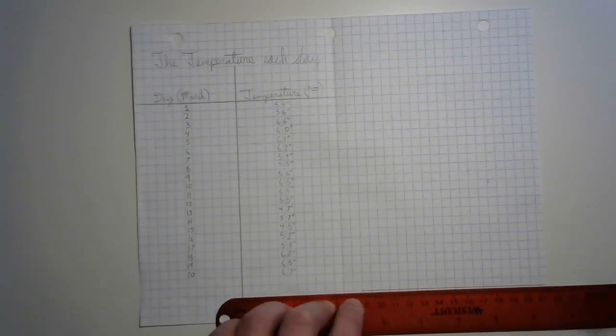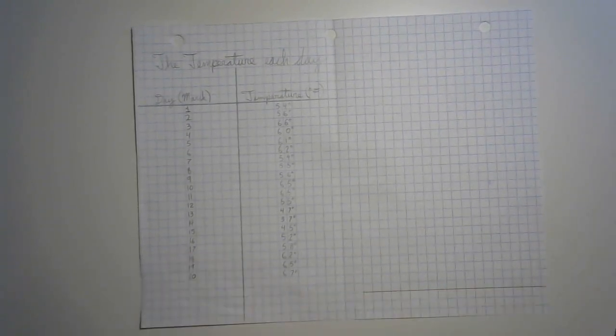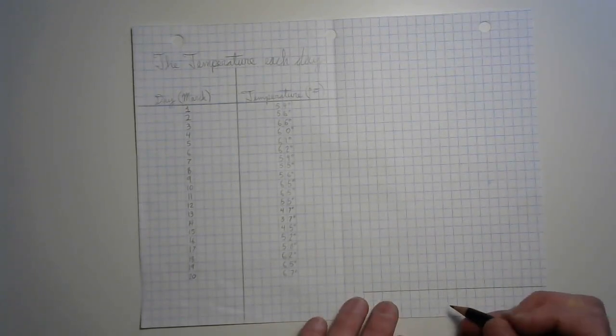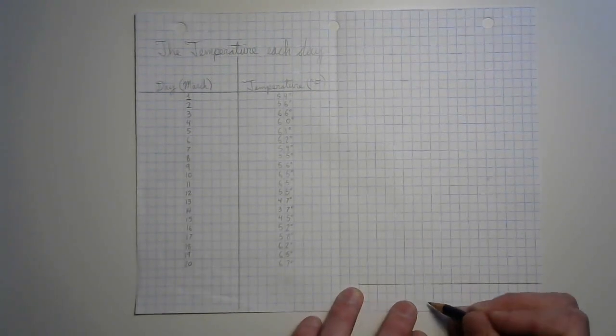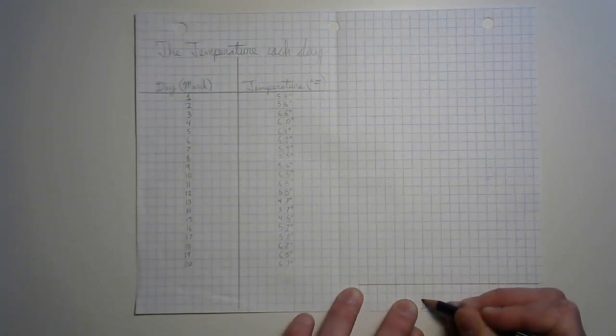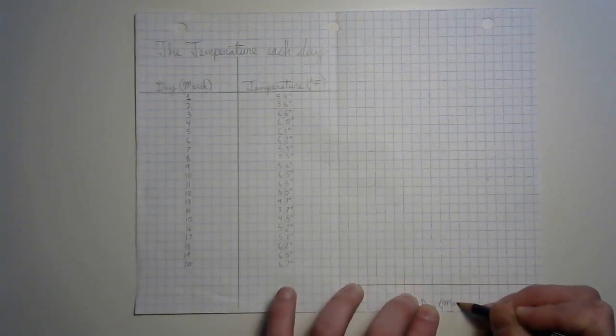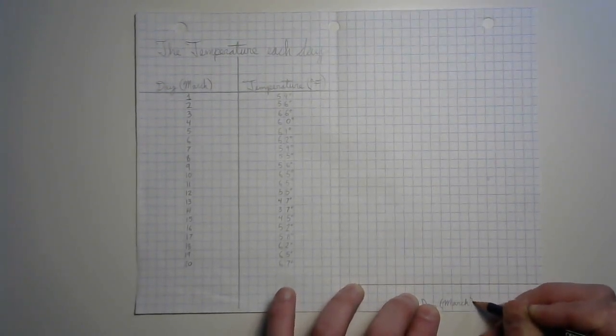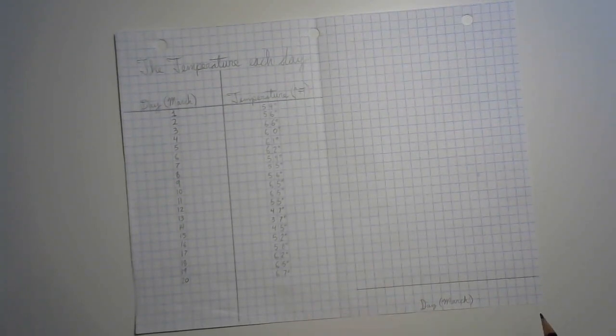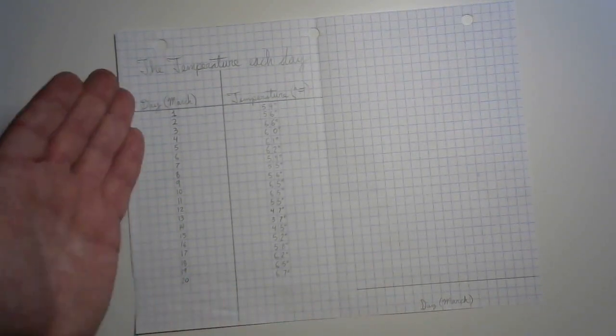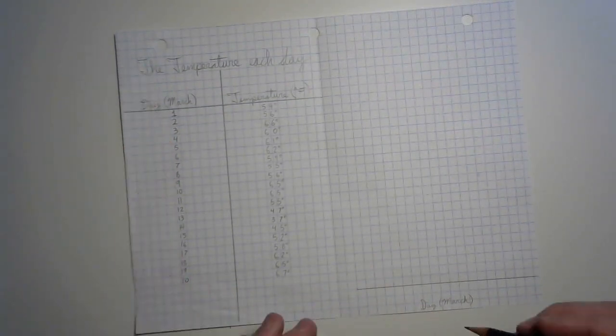In traditional graphing, this is called the x-axis, and this axis is very often for line graphs going to be used to show the passage of time. I'm going to label this axis as day. And again, I'm going to put in parentheses "March" because each of these numbers I'm about to label this axis with is a day that actually took place in March from my table.